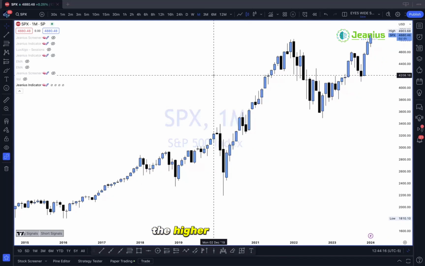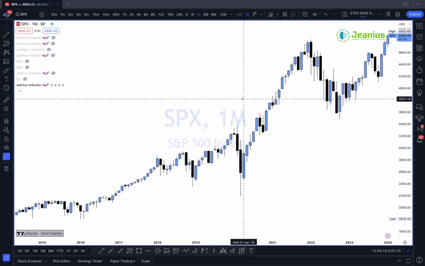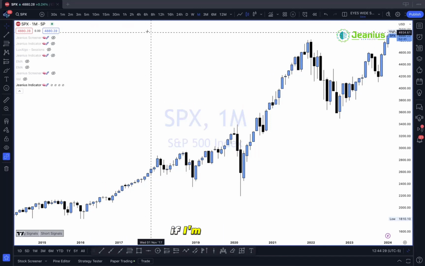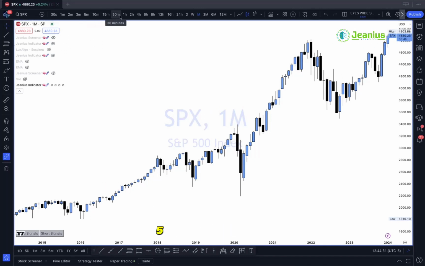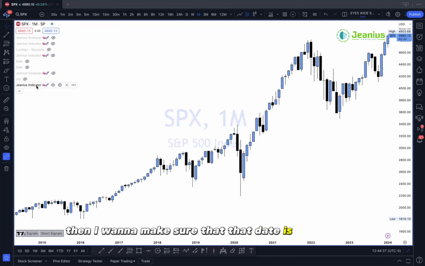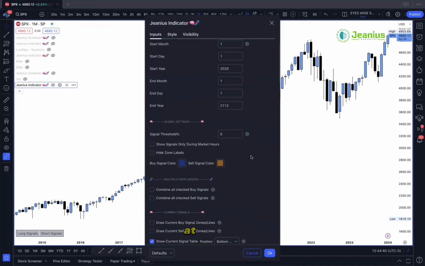So once again, the higher the time frame, the further out you can go on your date. The lower the time frame, the closer that date has to be to the day that you're trading. As a quick example, if I'm on the 15, 5, or 30-minute chart, anywhere down in these minute ranges, then I want to make sure that date is set at most maybe a week before that. That way you're not calculating unneeded information.